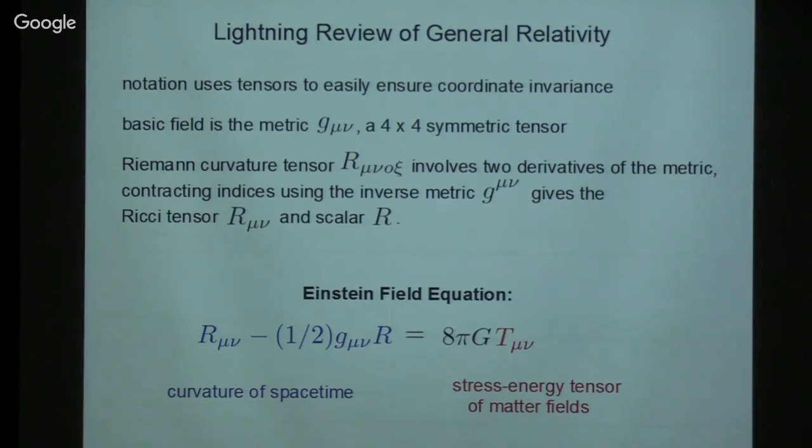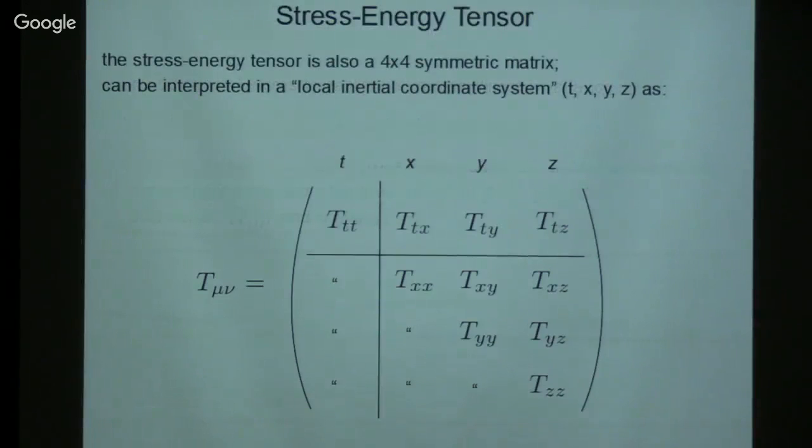Now, the important thing here is that, now we talk about the curvature of space-time, the fundamental equation of general relativity says that part of the curvature of space-time at a given point is determined by the properties of matter, the stress-energy tensor of the matter fields at that point. So what is the stress-energy tensor? Well, like the metric, it is also a 4x4 symmetric matrix. So you can write it out.